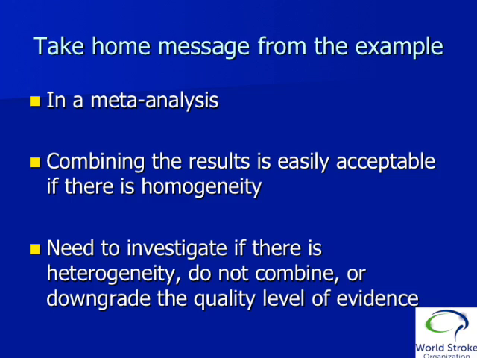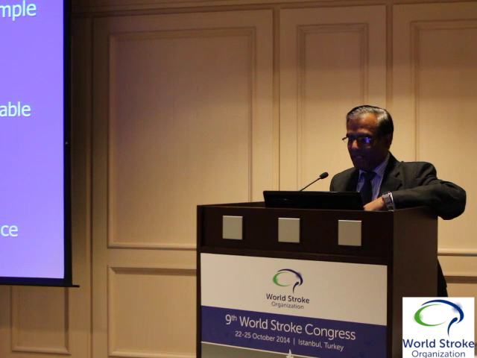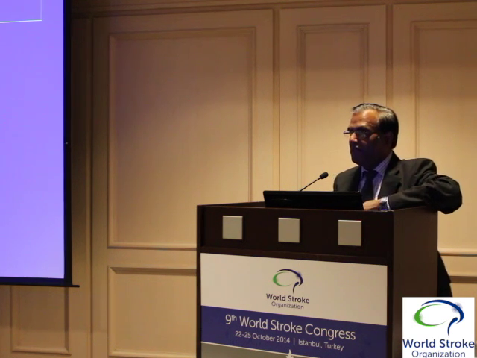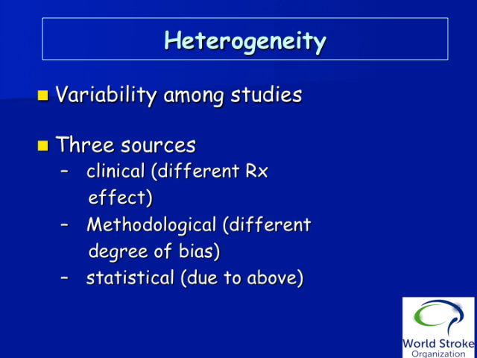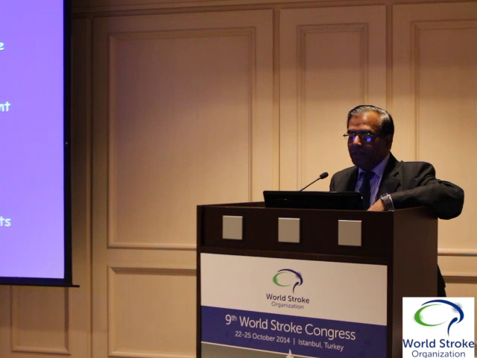So the take-home message from this story is, in a meta-analysis, combined results are easily acceptable if there is homogeneity, but you need to investigate the cause of heterogeneity if there is one. Do not combine, and if you combine, at least downgrade the quality of level of evidence. So many causes of heterogeneity in meta-analysis. 3 common sources are clinical, different population, intervention, comparison or outcome; methodological, there may be different degrees of bias; and sometimes statistical, which is due to chance.